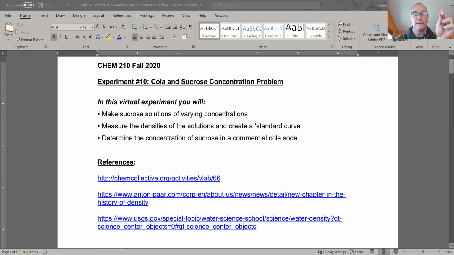And so one of the things we're going to do today is to use a lot of these different measures to try and figure out what the concentration of a solute in a solvent is. One of the virtual labs on Chem Collective, which is one of the places I really like to look for virtual labs, is calculating the concentration of sucrose. Unfortunately, as I realized when I was putting together the lab, we don't really have sucrose in cola anymore. What do we have instead?